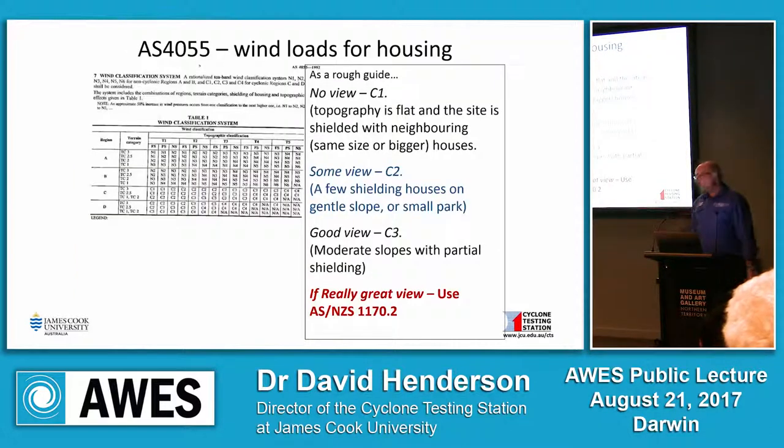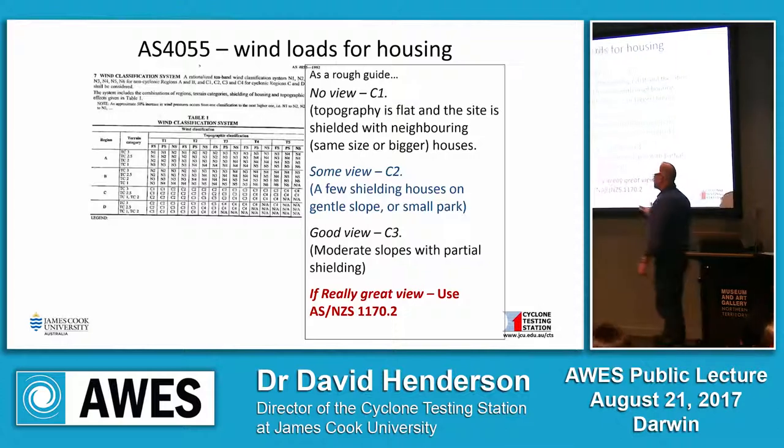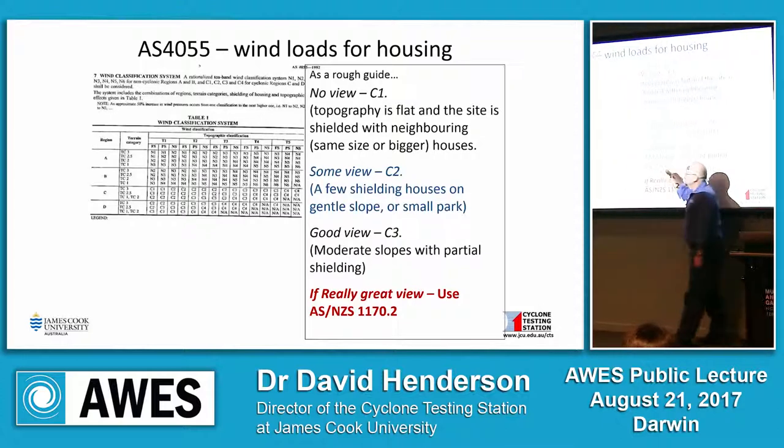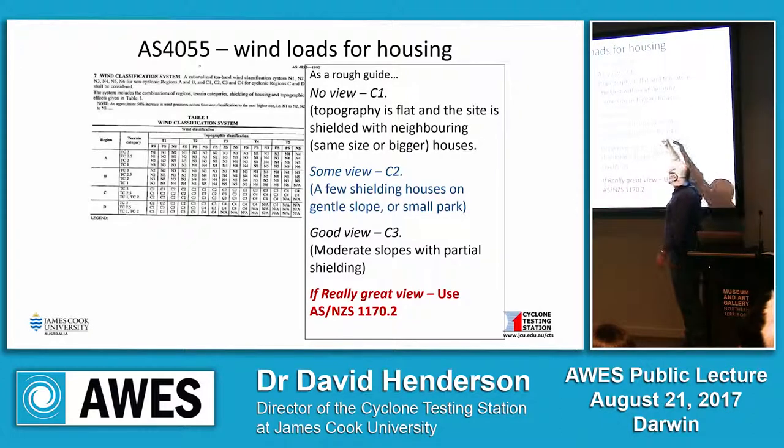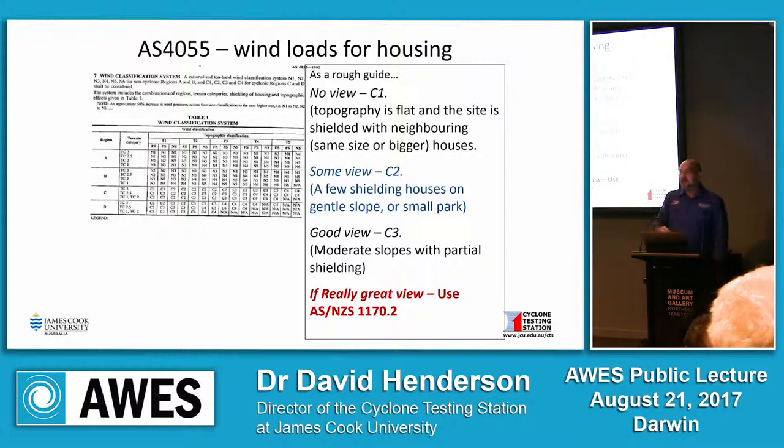Now in 4055, it talks about the different types of classifications. So in terms of your classifications for your wind rating, basically the better the view you've got, the more wind speed you have. And if you're getting up to C4, it's really an exceptional case and you should be looking at LS and 1170 anyway.